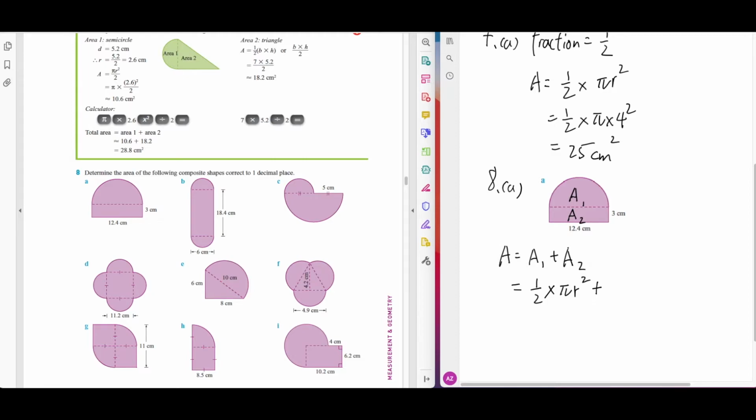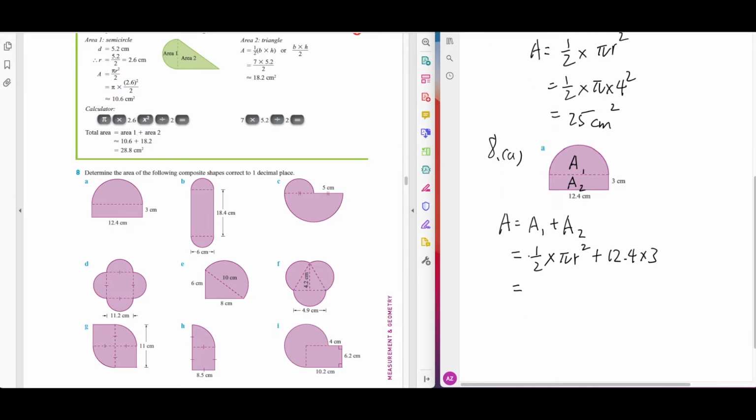plus, what's area 2? Area 2 is just this rectangle here, so this is going to be 12.4 times 3. Now, how do you determine the radius of this semicircle? Well, 12.4 is the diameter, because this length is the distance from one side of the circle to the other. So to find the radius, we need to halve 12.4. 12.4 divided by 2 gives you 6.2.